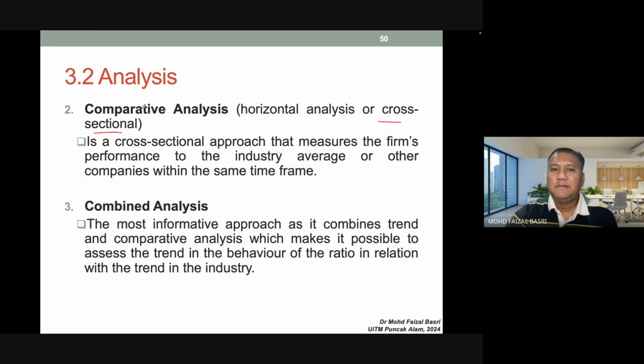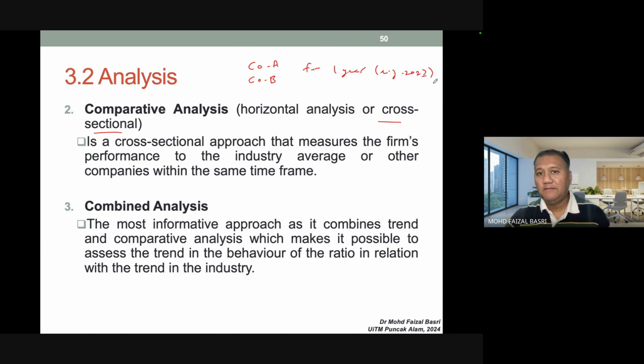So the second way is comparative, okay, cross-sectional. Okay, comparative ni maksudnya you kena ada at least company A versus company B, contohnya. Tapi just for 1 year. Okay, just 1 tahun je, 2022 contohnya. Okay, company A versus company B at the same year. Okay, it can be company C. You boleh tambah lah berapa banyak company. Okay, minimum 2. Okay, tak ada maksimum lah.